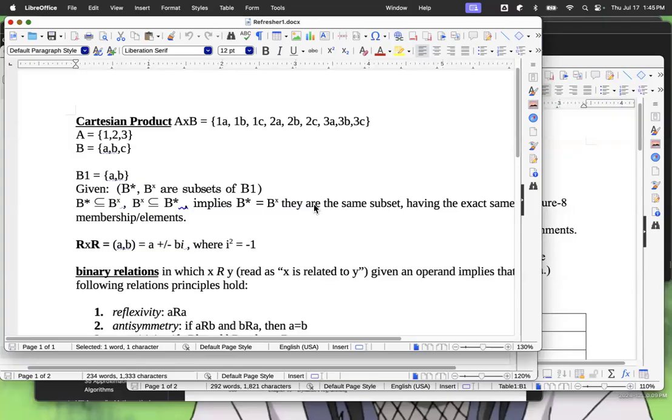Right? So in this particular case, you know that they're equal. But now, what if B star was a subset of B cross, and then B cross was a subset of B, the larger one? Now, is B star a subset of B?